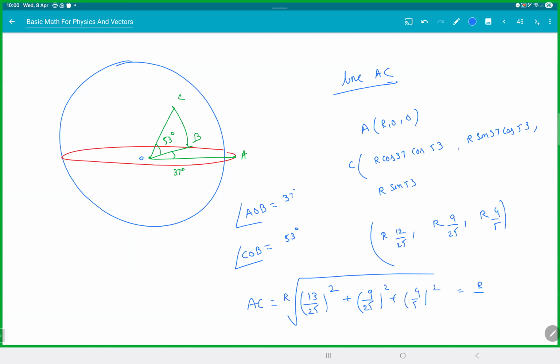So you can take out r by 25 common. That will be 13 square, 169 plus 81 plus 400. That would be how much? 169, 250, root 650. I'm getting something like this. No? Yeah, you can verify the answers. The 12, not 13.